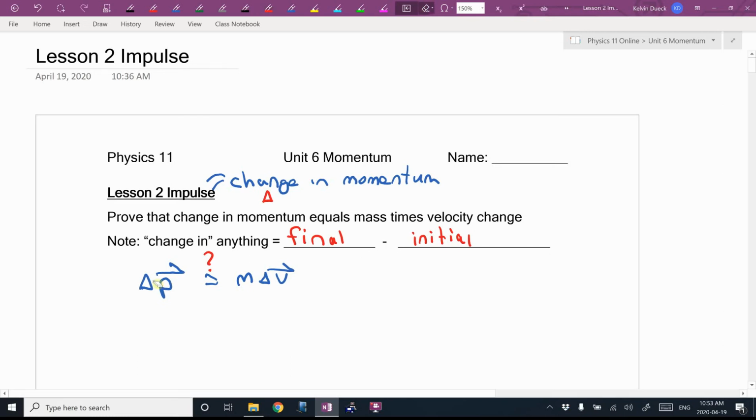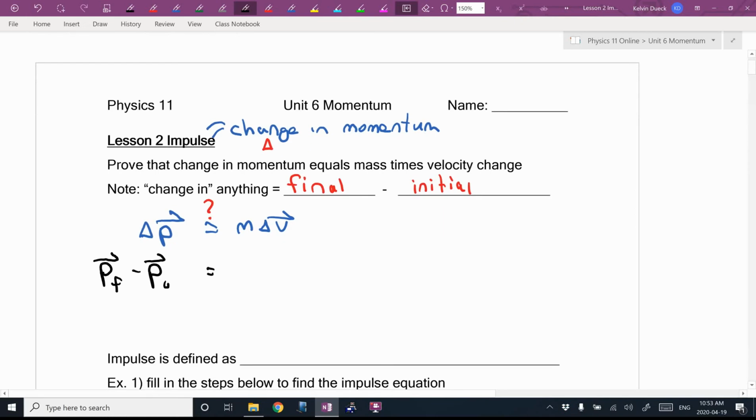Okay. Well, on the left-hand side, change in anything is final minus initial. So change in momentum would be the final momentum minus the initial momentum. You okay with that? That's how we've defined change in. And we also said that momentum was equal to mass times velocity. So I can write this as m v final minus m v initial. That's what the final momentum must be. That's what the initial momentum must be. So far, so good.